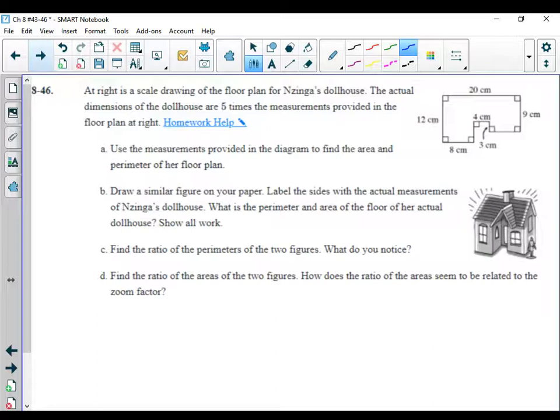And then the last one that you had marked, number 46. So number 46, they had a scale drawing of this dollhouse. And they said that the actual one was 5 times as big. So 5 times the measurements for the sides at least. So well, part of it, they wanted to basically come up with, well, what are you starting with? If you looked at the diagram, what was the area? What was the perimeter?